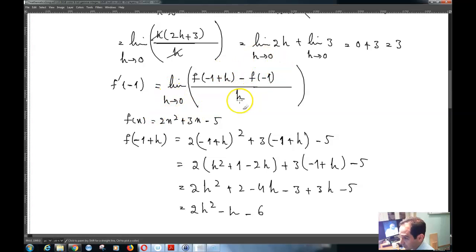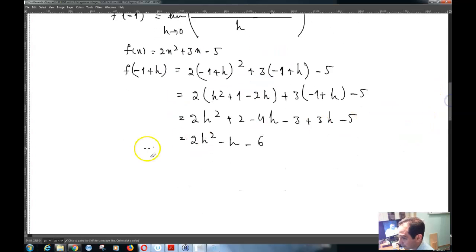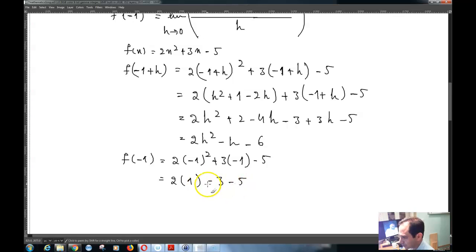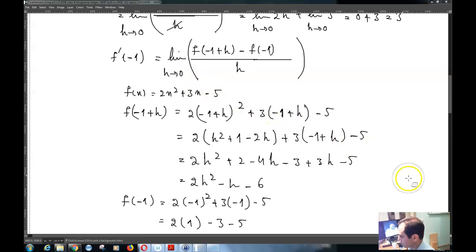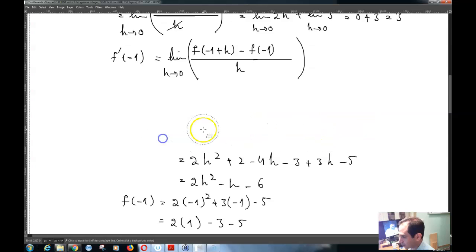And f of negative 1 is equal to 2 times negative 1 squared plus 3 times negative 1 minus 5, which is equal to 2 times 1 minus 3 minus 5. That's negative 8 plus 2 is negative 6. So then f prime of negative 1 is going to be this value.